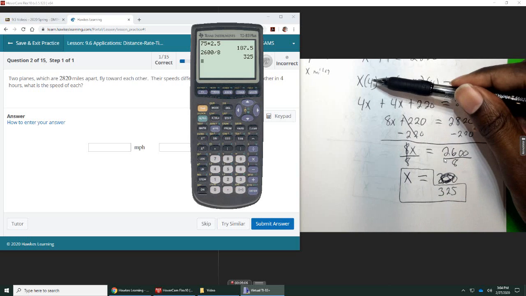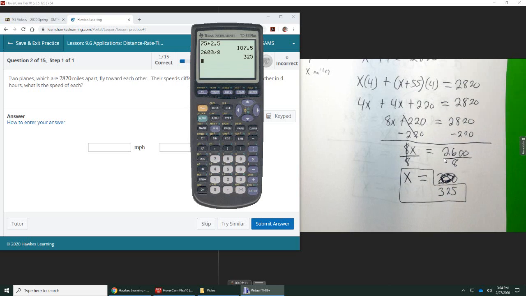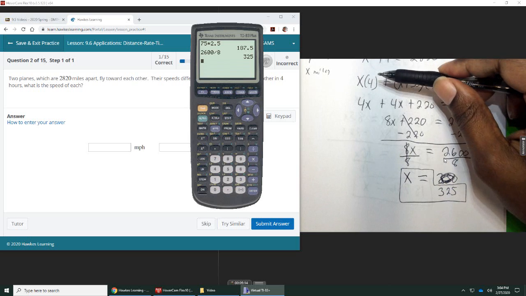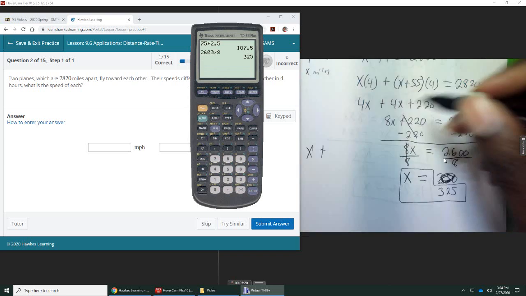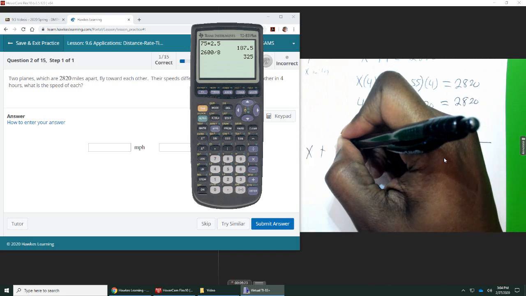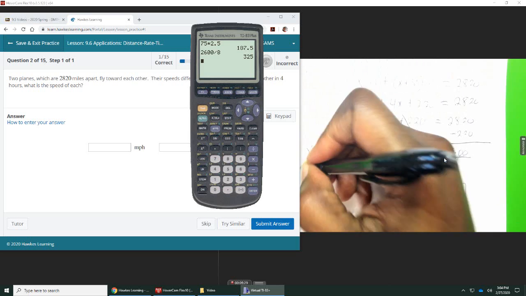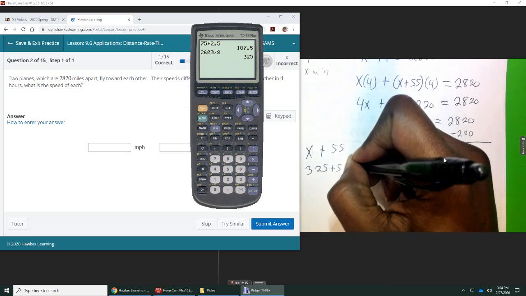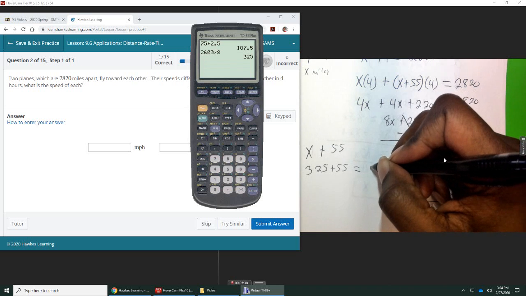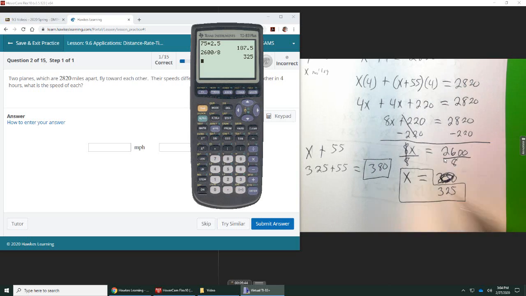Okay, so what we set up was the other plane was 55 miles per hour faster, because it said the difference in their speed is 55. So one of them is 325, the other one is x plus 55, so all we need to do is add 325 and 55 to get the other speed. And this will give us 380. Okay, so one plane was going 380, one was going 325, and this is how we get our two speeds.